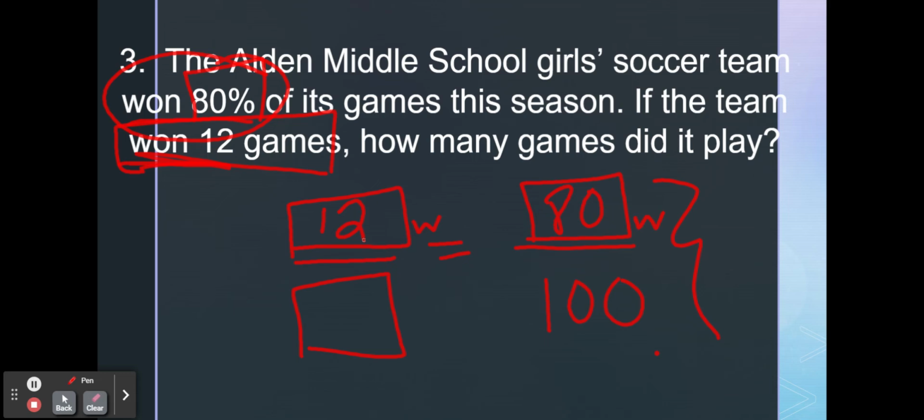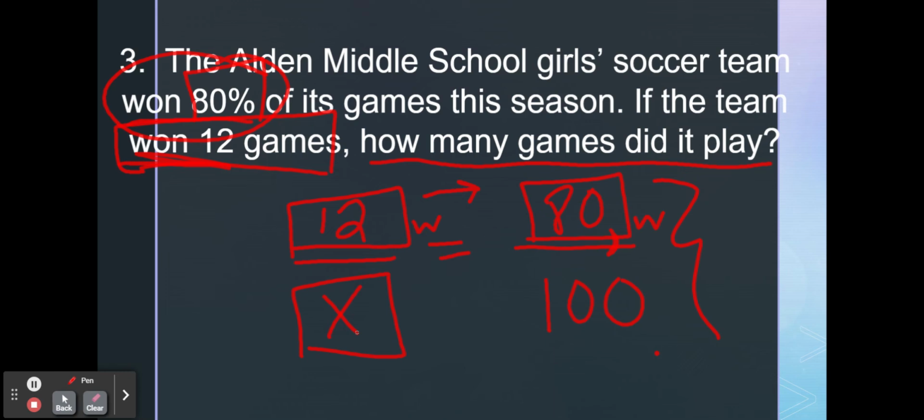All right. Now I need to know what the total games that they played were. My first instinct is going to be to look for a connection between my fractions. So, do I see an easy way to get from 12 to 80? Not really. Do I see any pattern to get from 8 to 10? Not really. So, we still don't know what this is. I'm going to put X there. I'm going to show you another way you can determine equivalent ratios.